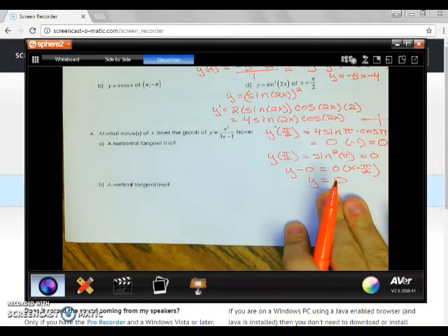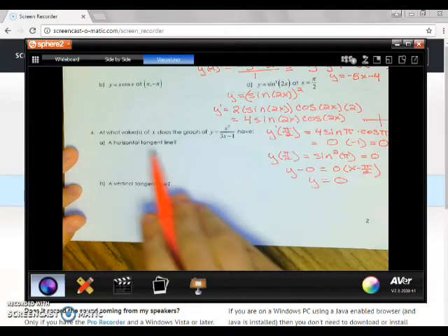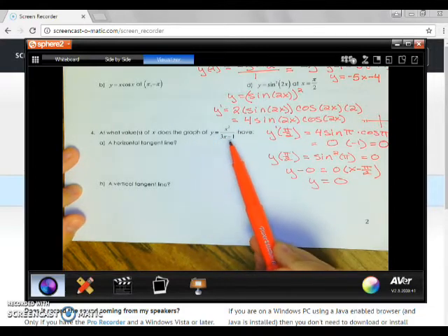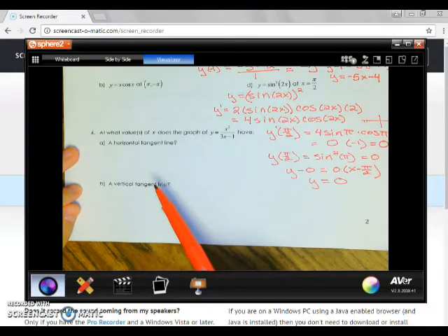Okay, number 4 says, at what value or values of x does the graph have a horizontal tangent line and a vertical tangent line? So remember, a horizontal tangent line, when you see those words, you should be thinking, take a derivative, set it equal to 0. To take the derivative of this, you would have to use quotient rule. Okay, so you're going to take the derivative of that, use quotient rule, and then set that equal to 0. Here you're going to end up with 2 answers, and I will post the key.